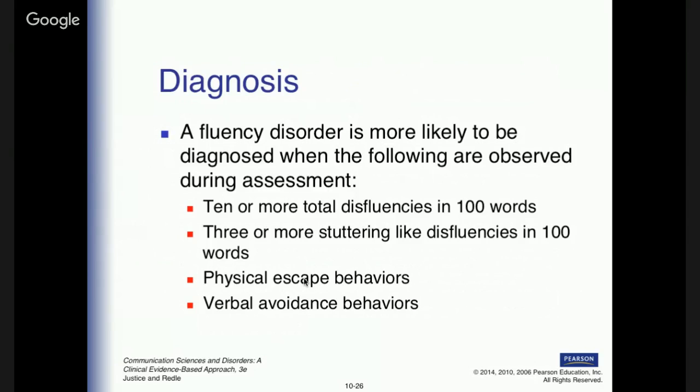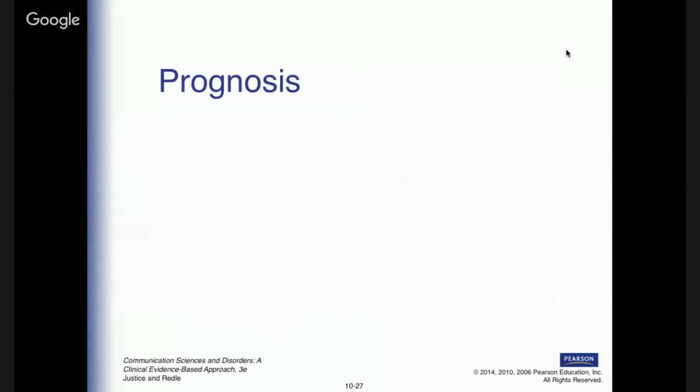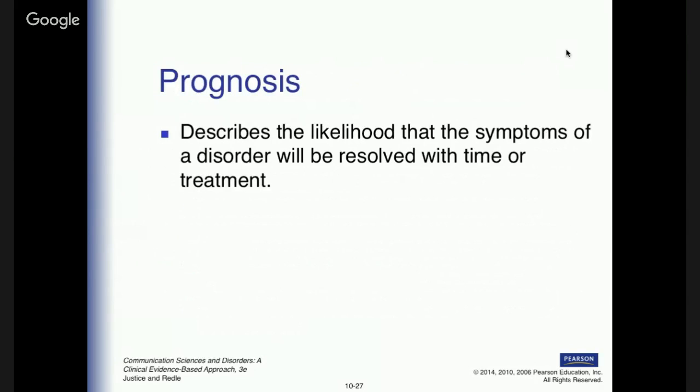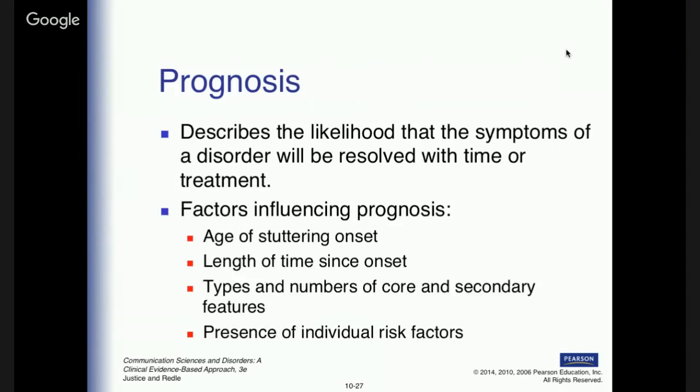If someone's doing that, we're probably going to get them into therapy pretty immediately. Prognosis describes the likelihood that the symptoms of a disorder will be resolved with time or treatment. So big factors: age of stuttering onset. The earlier a child starts to stutter, the greater the chances that he or she's going to recover.